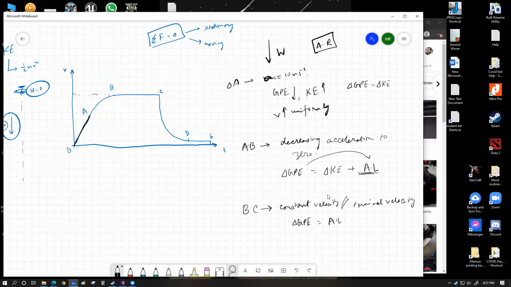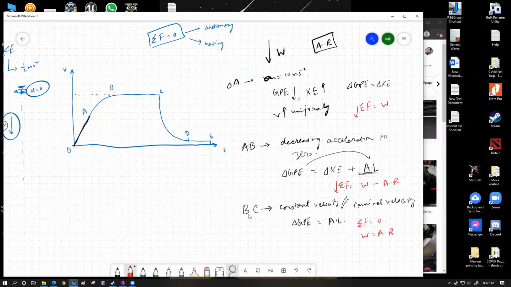আচ্ছা, এখানে আমি আরেকটা জিনিস লিখতে ভুলে গেছি উপরের পার্টগুলো থেকে, সেটা হচ্ছে within this part, resultant force is weight working downwards. Within this part, resultant force is equal to weight minus air resistance working down. For the BC part, resultant force equals 0 because weight equals air resistance.